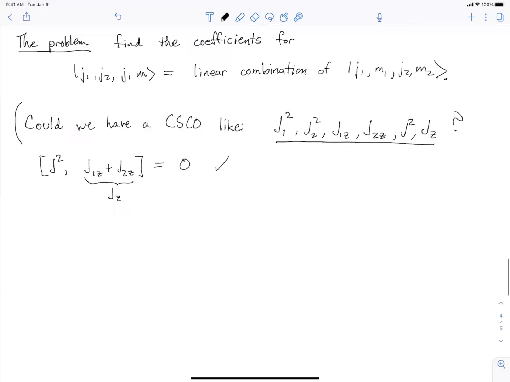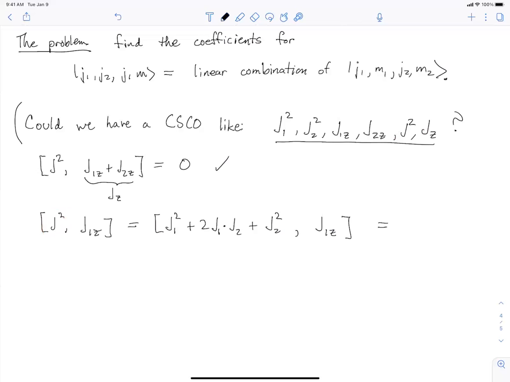But here's what doesn't work, is if you take the commutator of J squared with just J1Z. Okay, notice these are both in my alleged complete set of commuting observables. So all of these have to commute with every other one. And so if you write this out, this is J1 squared plus 2 J1 dot J2 plus J2 squared, right? I've just expanded out J squared. And so there's this dot product here. That commutator with J1Z.